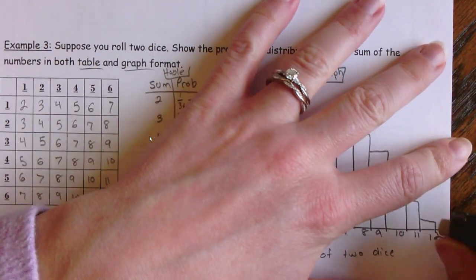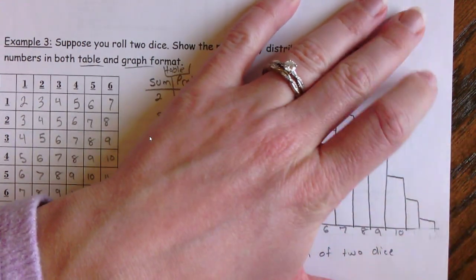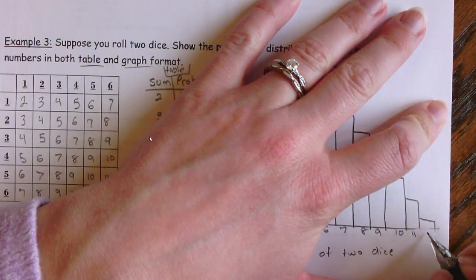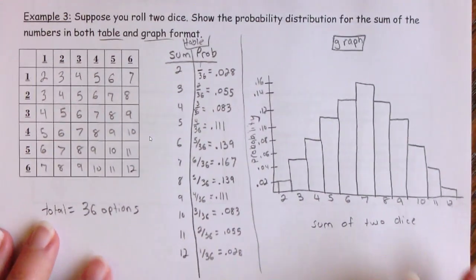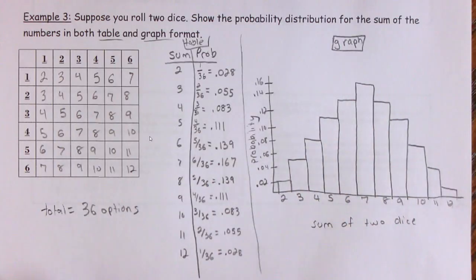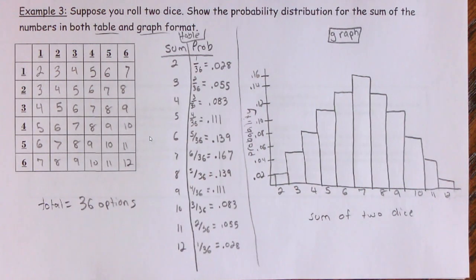Okay, and then if your numbers don't line up, maybe just fix them a little bit. 11, 12. Okay, so we want everything touching just like that. So this is a nice bell curve, a nice normal distribution. We'll see later that that's very important. Okay?